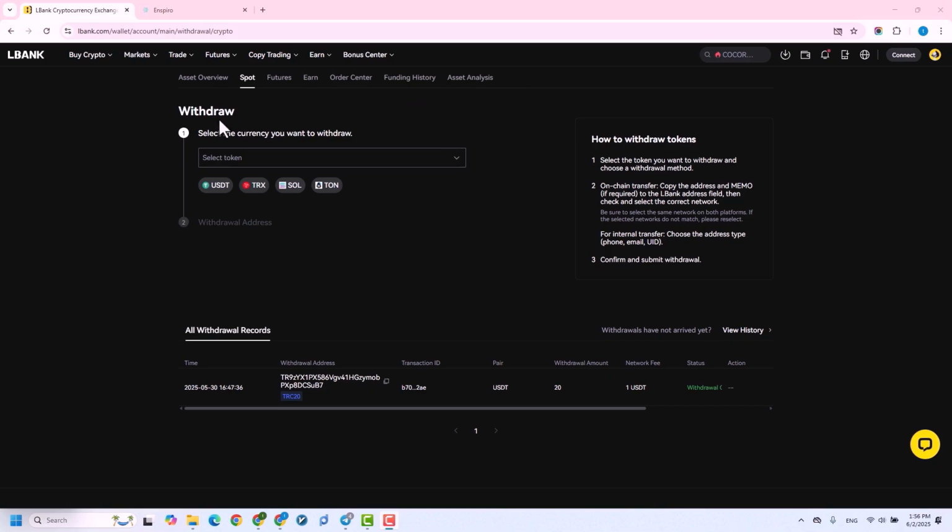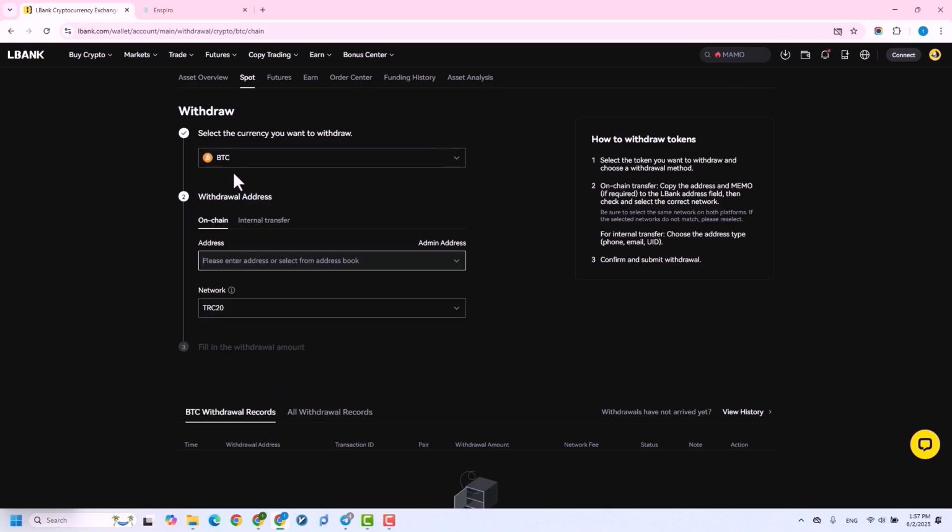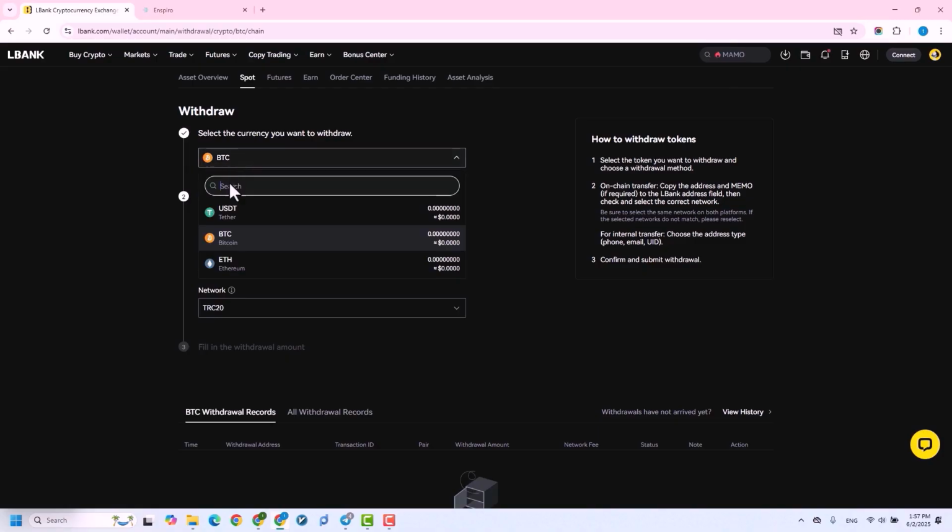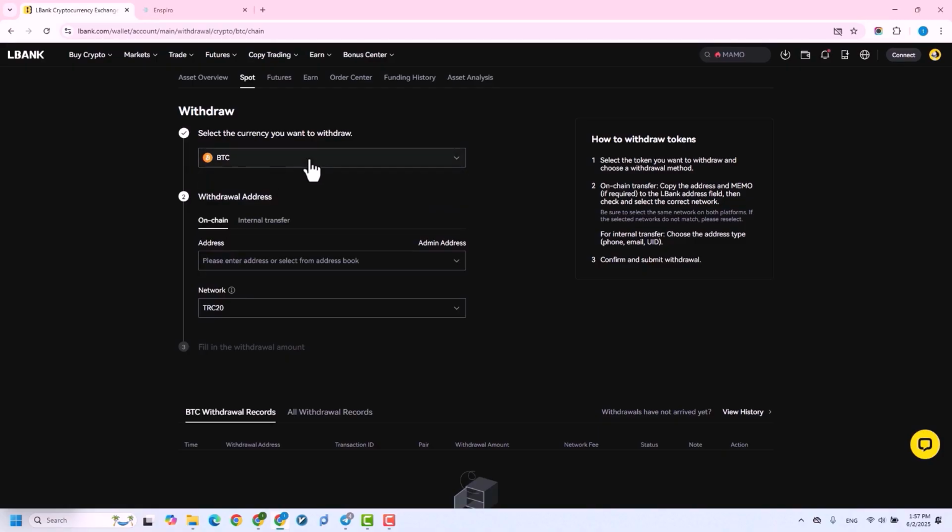In the withdraw section, you can withdraw cryptocurrency. In the first step, you need to select the cryptocurrency you wish to withdraw. For example, Bitcoin or any other token.